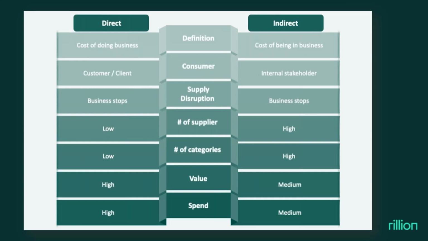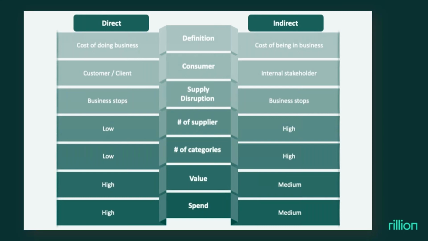I did take in this picture as well. I think this tells quite well also the difference between direct and indirect purchases. So the definition of direct is more like cost for doing business. Like what do we need to buy in to be able to produce the car or whatever we are going to sell to our customers. And indirect is more like cost for us to be able to be in business. For example, I need a computer to be able to do my work.